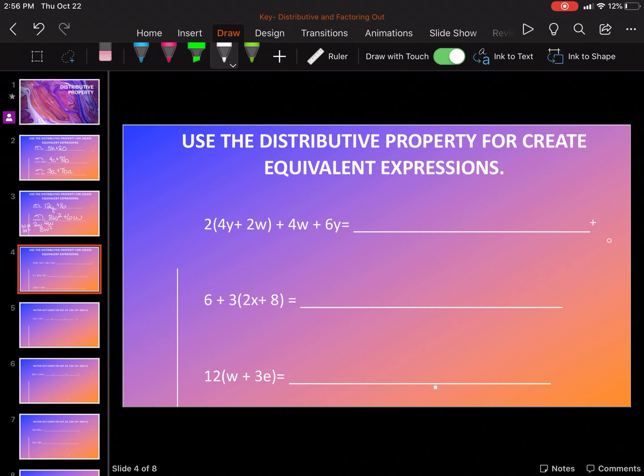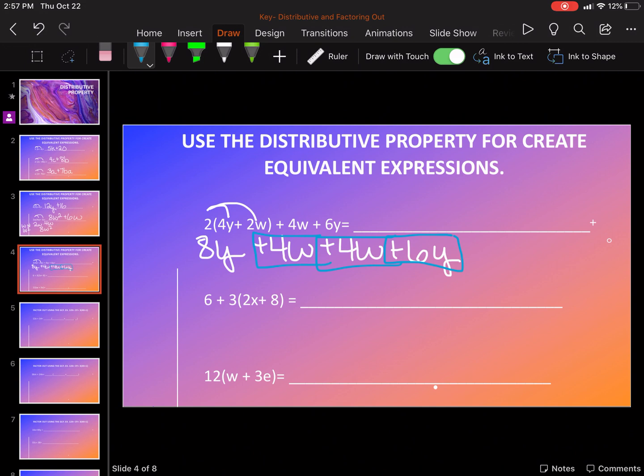So here we're going to distribute, we're going to hand out the tickets, and then we're going to train it up and combine. So we're going to distribute the 2. Remember, anything right outside the parentheses means to multiply. So 2 times 4 is 8y. 2 times 2w is going to be 4w. And then we're going to bring the other things down. These don't get multiplied by 2 because they're not in the parentheses. And now we train it up. And 8y plus 6y gives me 14y, and then 4 plus 4 gets me 8w.